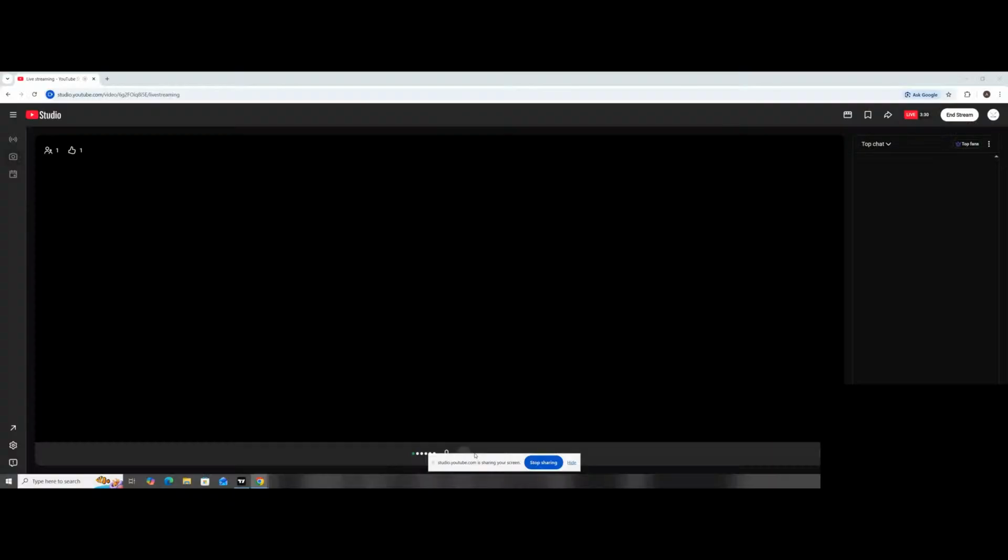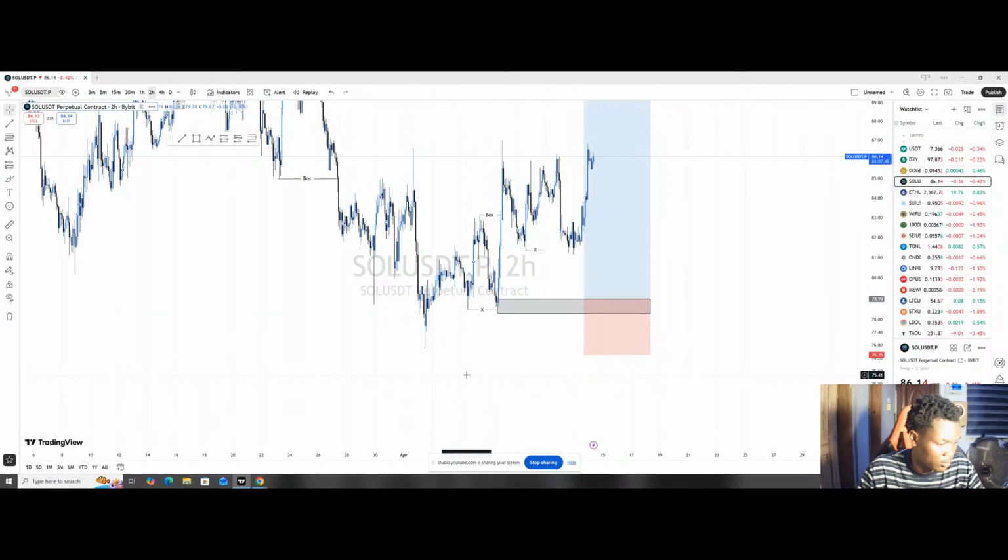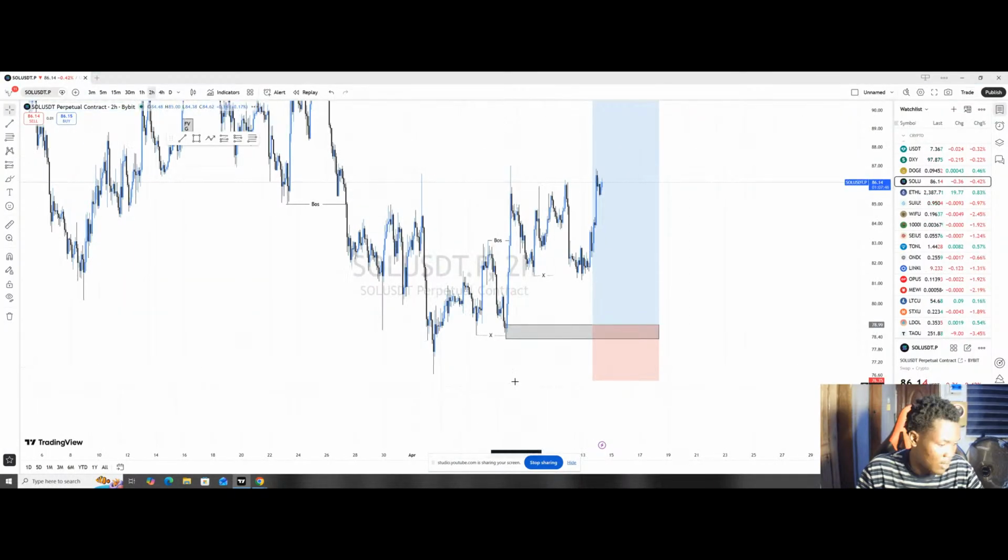So guys, I'm back. I'm going to be sharing my screen now. Let's look at the chart and see if there's going to be any opportunity to trade today. I hope you guys are seeing my screen. Okay, I guess you guys are seeing my screen.